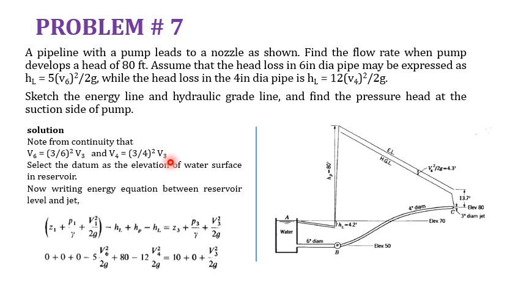So we are going to write the energy equation between the reservoir and the jet. So between point A and point C. And we can also take the reference as the water surface. So point A is 10 feet below point C.